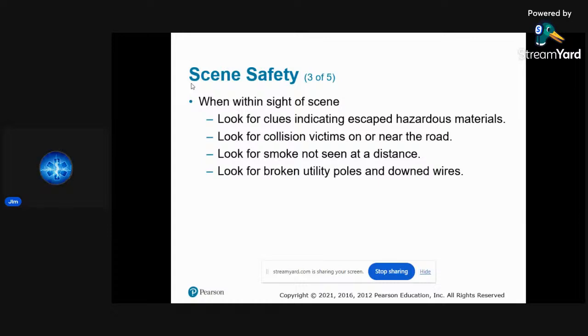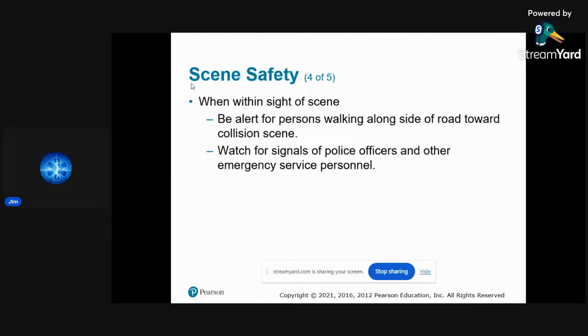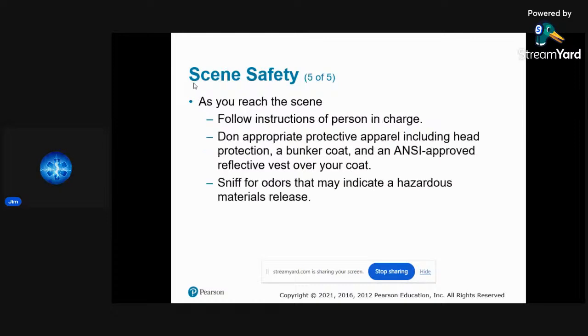When you're within sight of the scene, you're going to look for clues indicating hazardous materials, like fumes of gas or liquid flowing. We're going to look for victims on or near the road. We're going to be looking for smoke that maybe we didn't see from a distance. And we're going to be looking for those broken power poles and down wires. Be alert of people walking alongside the road towards the collision. These could be bystanders, people wanting help. Could be your patients. Okay? And you're going to watch for signals of the police officers and other emergency personnel. They'll tell you where they want you.